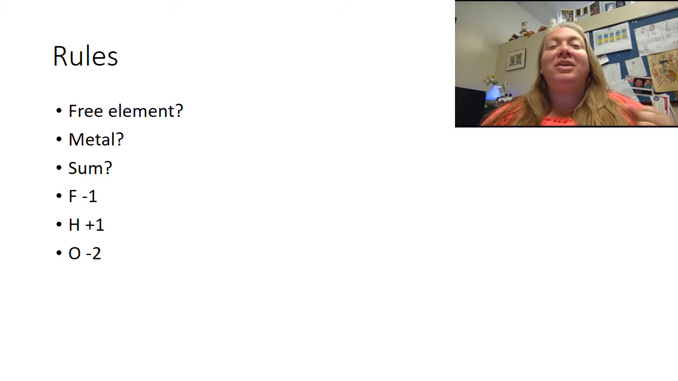Number 3, what is the sum of the oxidation numbers? The sum of the oxidation numbers equal the charge on the molecule. And then there's 3 that they're special. They like to have their own unique oxidation number. Fluorine is normally a -1. Hydrogen is normally a +1. And oxygen is normally a -2. So let's see how we would use these.